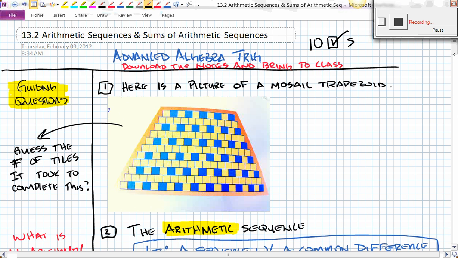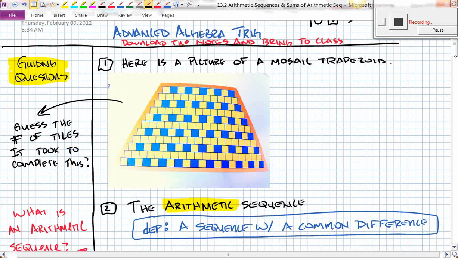What I want you to do is just guess the number of tiles it took to complete this and write it on the left-hand side there. Just any old guess. Is it 50? Is it 100? Is it 9,000? Whatever you think it is. Put a guess for the number of individual tiles it took. Okay, you have your guess on the left-hand side there. Just keep it on the left-hand side. We'll come back to it.